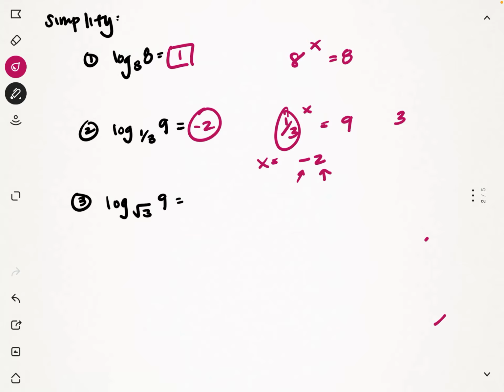Okay, last one. Square root of 3 is our base. We don't know what our power is, but our value is 9. So I know square root of 3 times square root of 3 is 3. And then square root of 3 times square root of 3 again is another 3, and those will be 9. So this is 3. This is another 3, and then when we multiply those, it'll be 9. So the exponent's got to be 4.